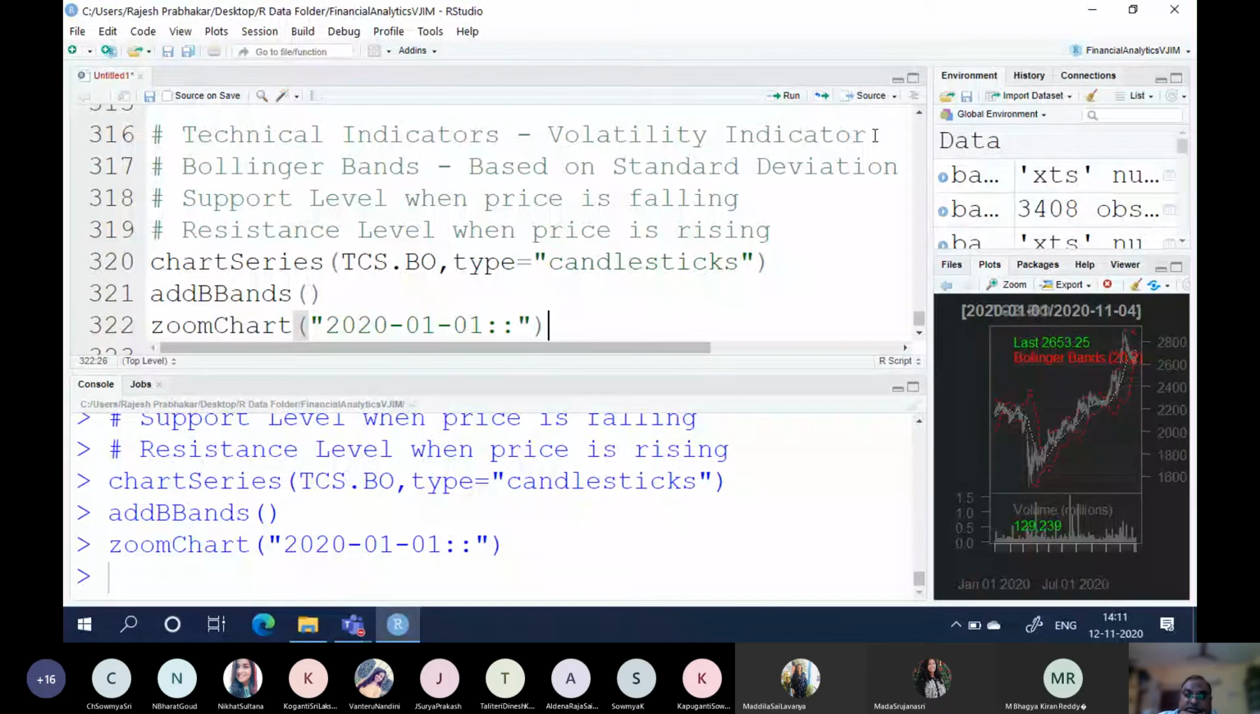I think I have seen Bollinger Bands with a stochastic strategy in the Indian market.